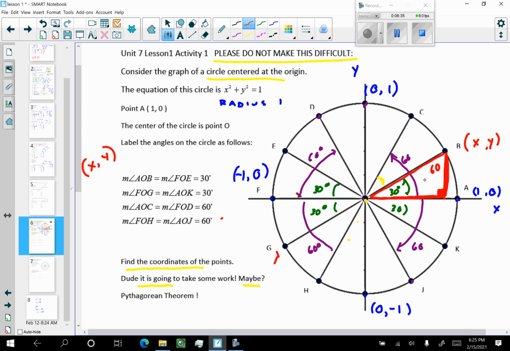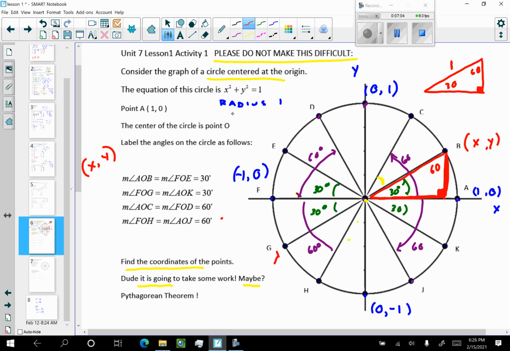And what do we know? Well, we know that this is a 30, 60, 90 right triangle. I'm going to pull that triangle out of there a minute. This is a 30, 60, 90. And what's the hypotenuse? The hypotenuse of that 30, 60, 90 right triangle is 1.